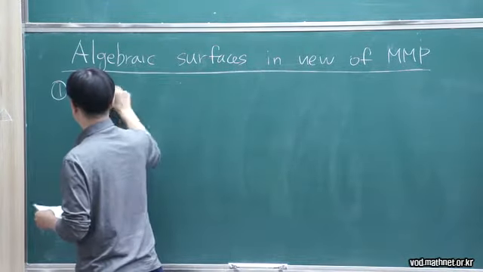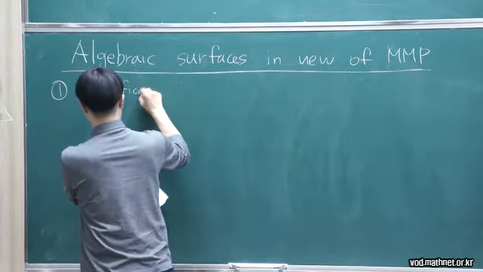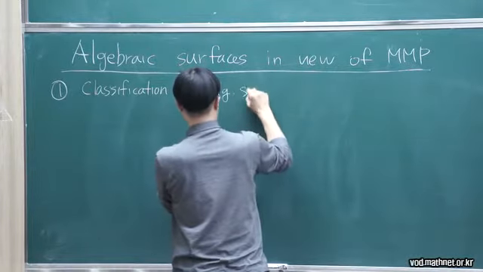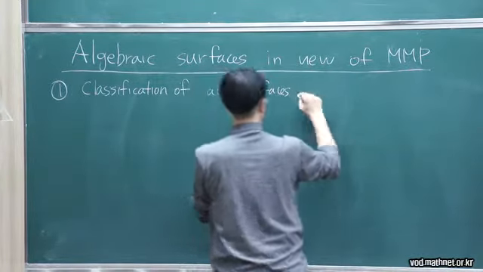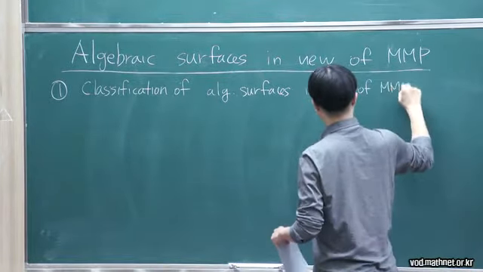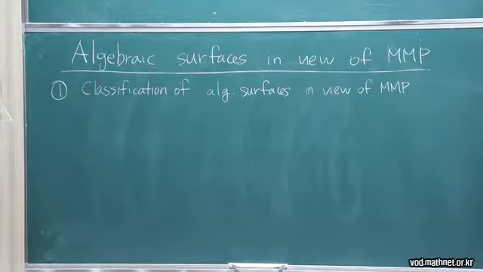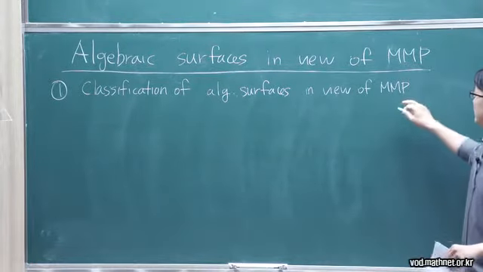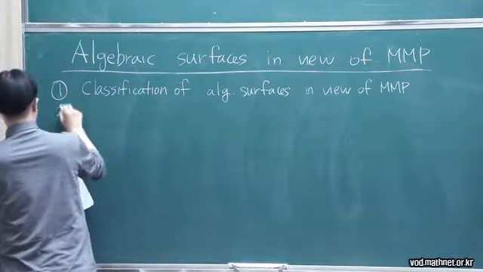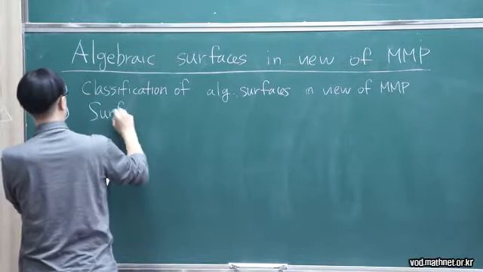So today, most of the time, I will talk about some classical results known in algebraic surfaces. And for the last 10 or 15 minutes, I'm going to view the classification in the viewpoint of MMP. And tomorrow, I'm going to talk about surface singularities.